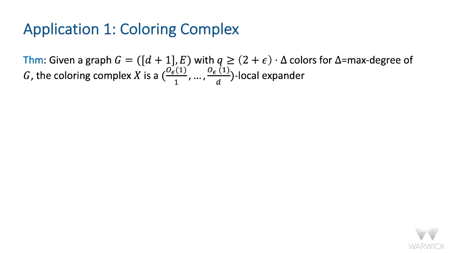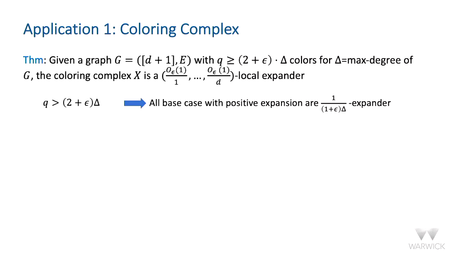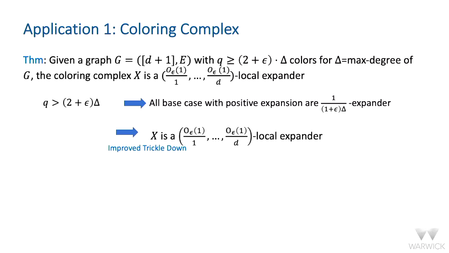So here I'm using notation. I'm also using delta for the max degree of the graph, but it's okay because delta was the max degree of a complex, and we said that the degree of the complex and the degree of the graph are the same here. But anyway, so you can say that if the number of colors is more than twice the max degree, you have a local expander, and the proof is just what we talked about. You can just plug in the previous slide, say that if you have more than 2 delta many colors, all base case graphs are essentially 1 over delta expanders, 1 over 1 plus epsilon delta expanders, and then apply the trickle-down theorem to say that you have a local expander.